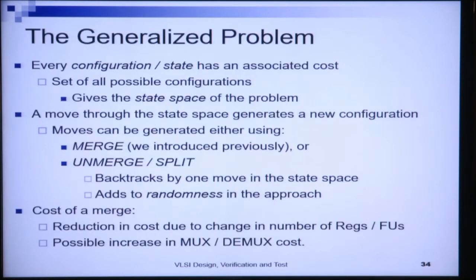and hence to obtain an overall minimum cost solution, let us say in terms of area, will not be only the minimization of the numbers of functional units required. It will be a balance between the increase in cost due to muxes and demuxes and the decrease in cost due to the number of registers and functional units reducing.